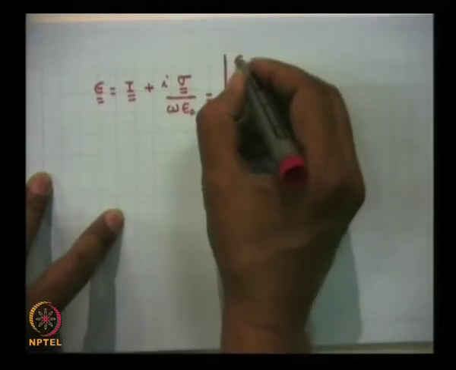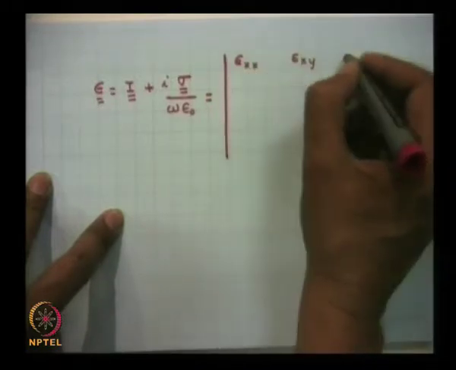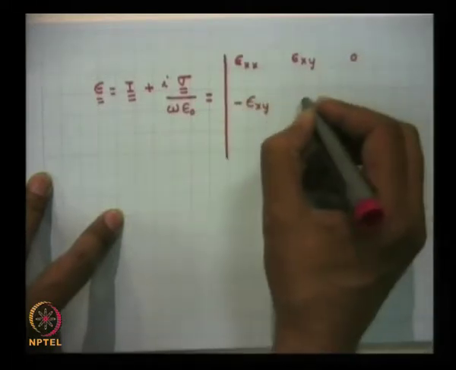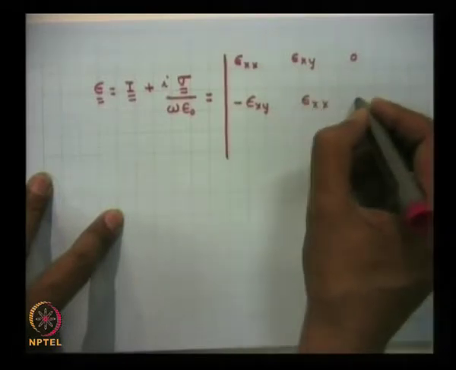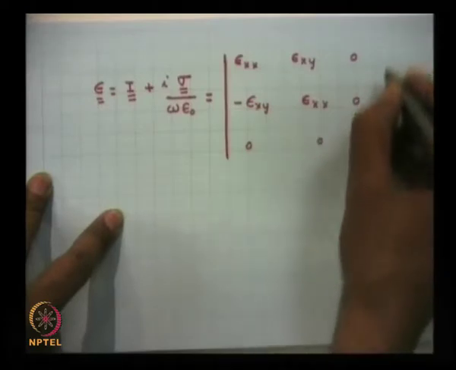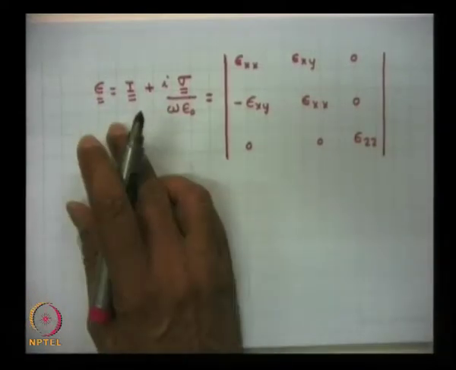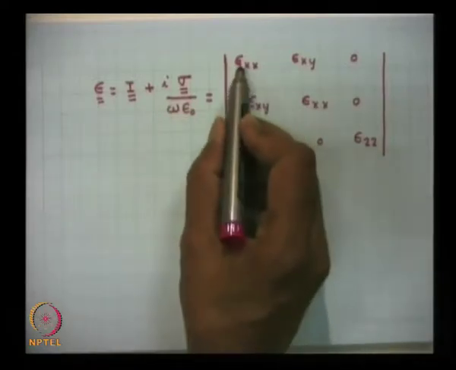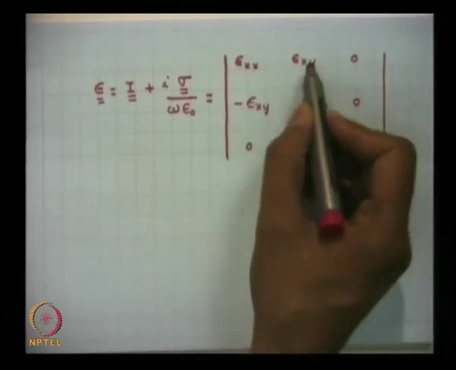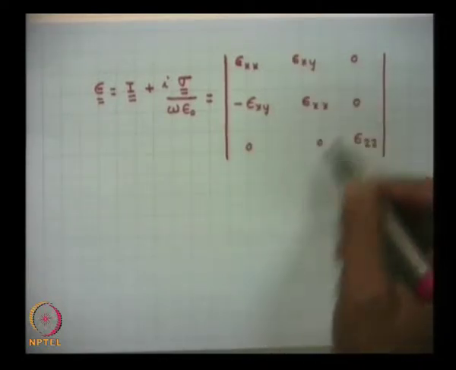The first term is epsilon xx, this is epsilon xy, this is 0, this is minus epsilon xy, this is epsilon xx, this is 0, 0, 0, epsilon zz. So, the permittivity tensor has non-equal diagonal terms: two of them are equal, but the third one is not equal. It has off-diagonal terms which are equal in magnitude but opposite in sign, and the other off-diagonal terms are 0.